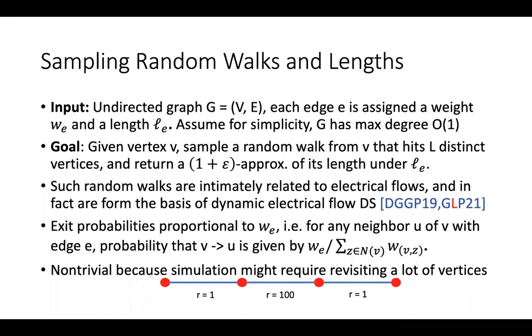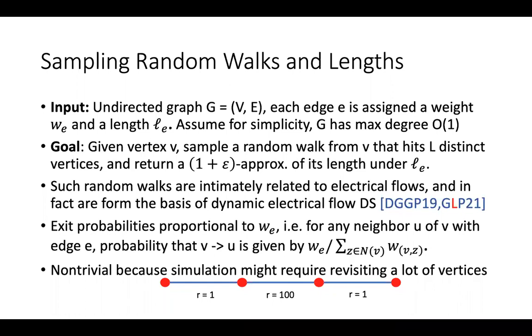Such random walks are very related to electrical flows, and in fact form the basis for dynamic electrical flow data structures, as in previous work. To clarify, the exit probabilities of the random walk are proportional to these weights, which is where the weights come in. In other words, for any neighbor U of V with edge E, the probability that V will go to U is given by WE divided by the sum of the weights of all the edges neighboring V. We're exiting a vertex proportional to the weights.